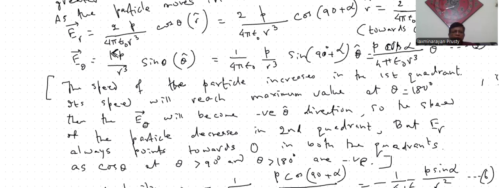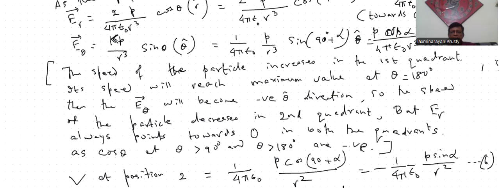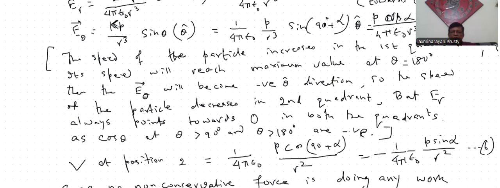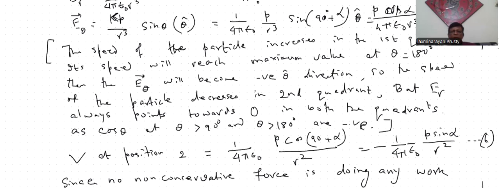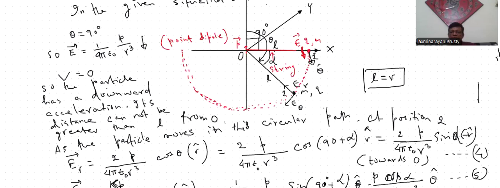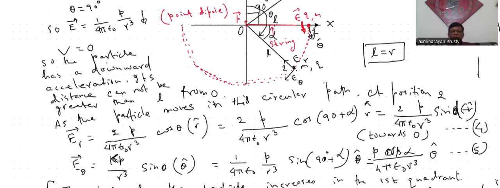So the speed of the particle decreases in this second quadrant as it goes to the left quadrant, but ER always points towards O. So this sin alpha minus R cap, alpha is from here to here. In these two quadrants, alpha ranges from 0 to 180, so sin alpha will be positive, and minus R cap will remain. So in these two quadrants, ER will always be towards the center. Always negative R cap. That's what I wrote.